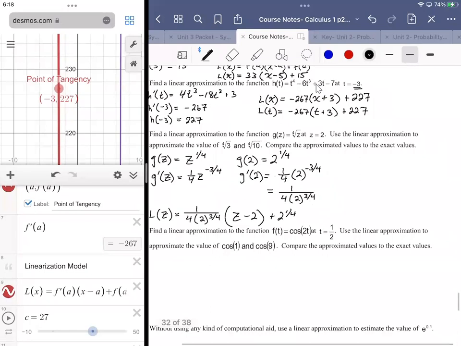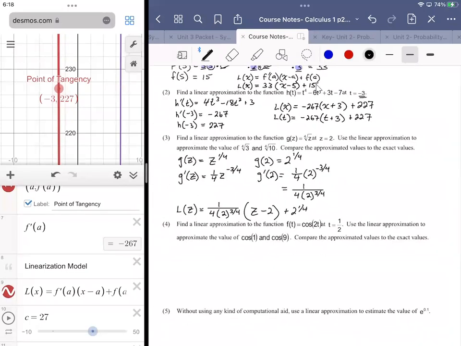So I'm going to take this and I'm going to substitute in a 3. So L of 3. Now, when I put a 3 in here for z, that's going to make this a 1. That's actually not too bad because that's going to clean this up to just 1/4 times 2 to the 3/4 plus 2 to the 1/4. And there's really no point in going beyond that.